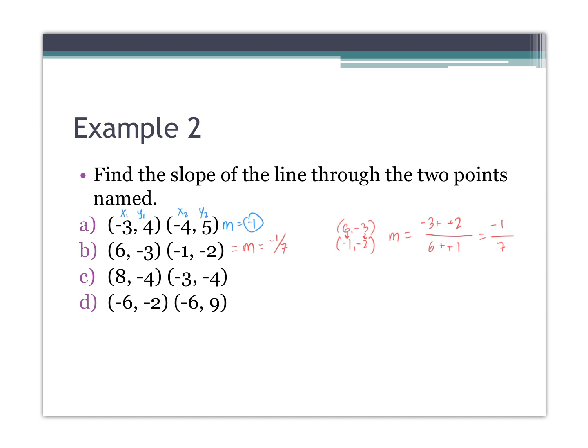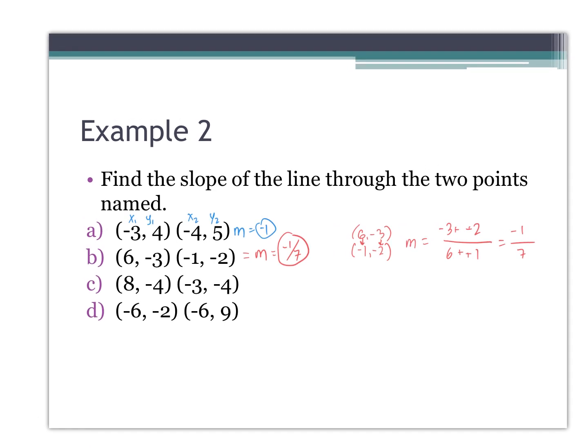So whether you want to label them x1, y1, or whatever, it's always going to be the same as long as you keep the order appropriate. Again, I'm going to keep doing my top minus bottom just because I think it's much simpler. You can label them and do it that way if you prefer. So I'll do this one, C, top minus bottom.